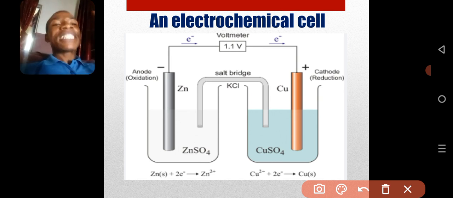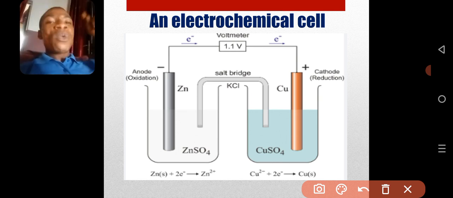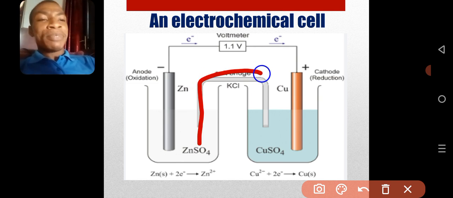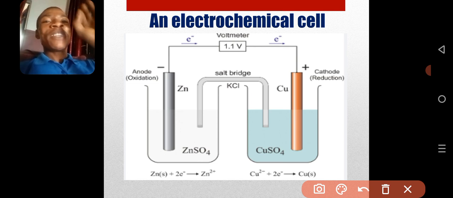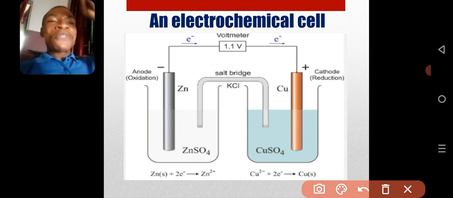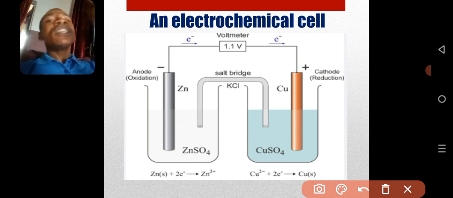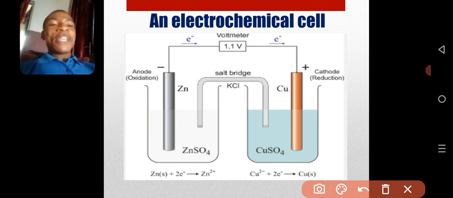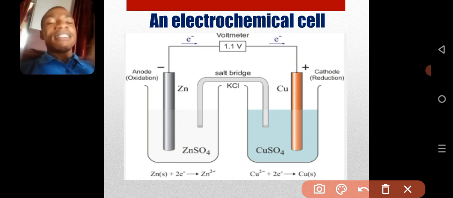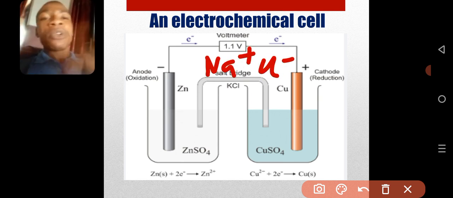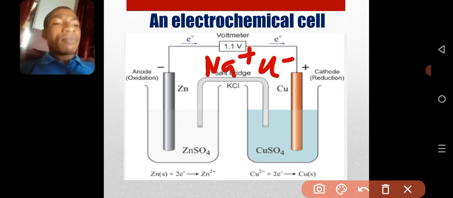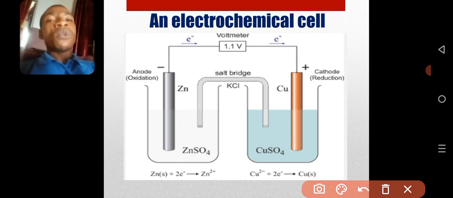And how do we achieve that electrical neutrality? We achieve it by using a salt bridge. A salt bridge. Can you see a salt bridge? A salt bridge is the one that connects the two solutions together and allows the flow of ions. So that salt bridge contains a salt, dissolved salt. It can be sodium chloride salt, it can be potassium chloride, it can be ammonium chloride. Usually the salt bridge contains solution of ammonium chloride or potassium chloride.